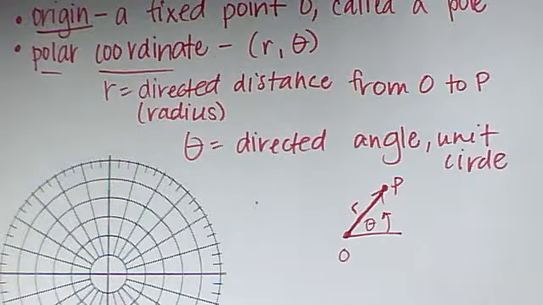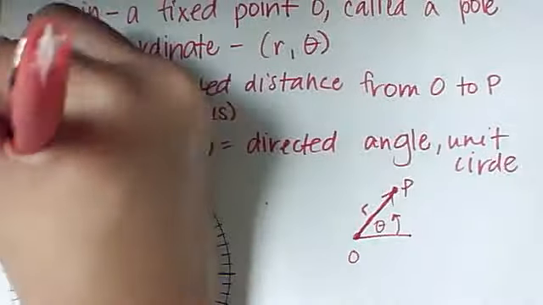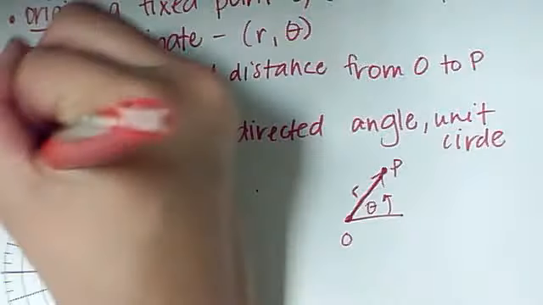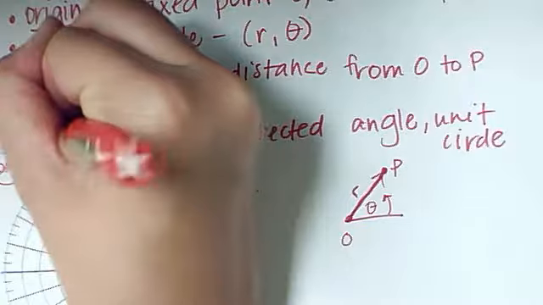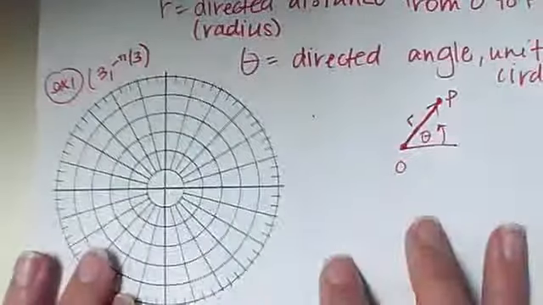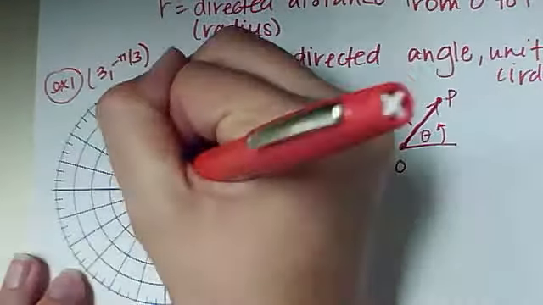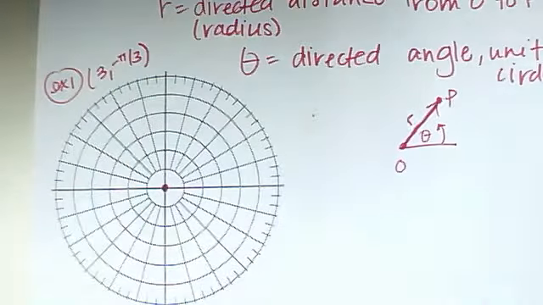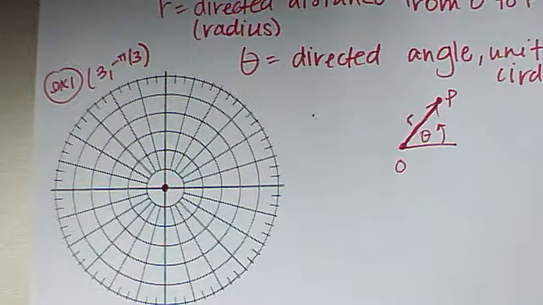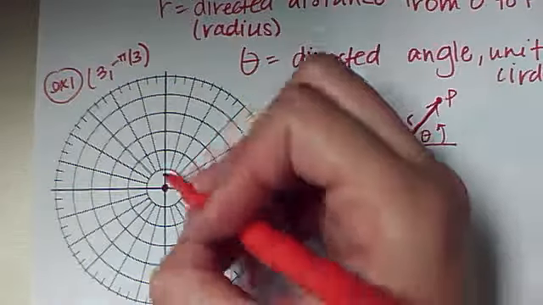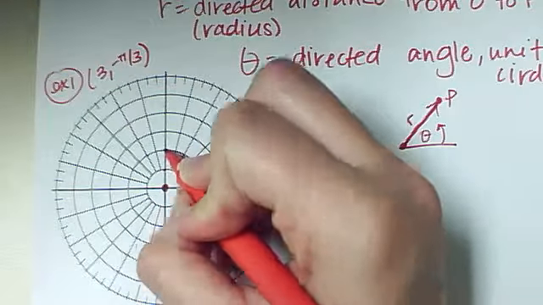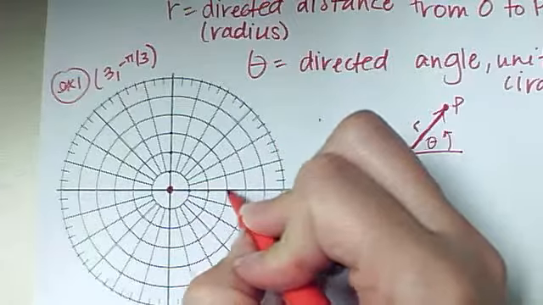On your paper, you've got 3 circles, so we're going to start with number 1, and I want you to find (3, negative pi over 3) as your point. Okay, we're going to start here. We're going to start at our origin, or our pole, and we're going to count out in the direction of 3, because that's our radius. So 3 would be like 1, 2, 3.